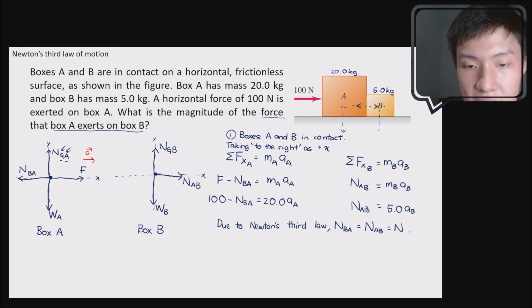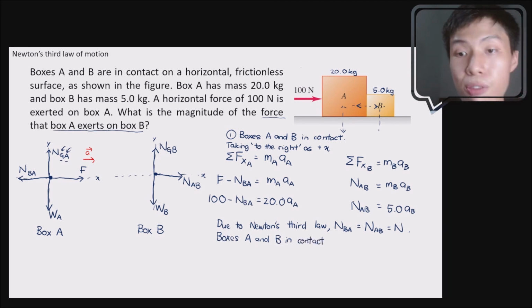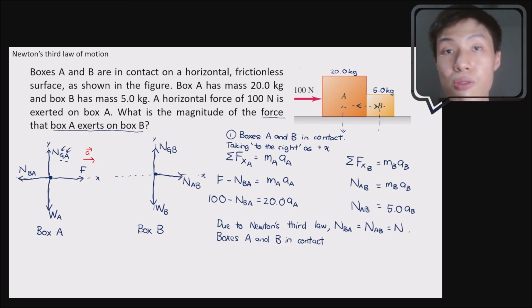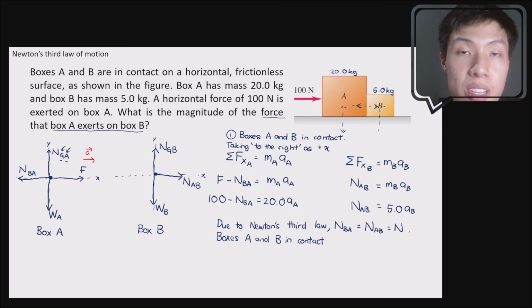Okay, next thing is we know that because boxes A and B are in contact, because they are touching each other, they have to accelerate together at the same rate, right? If the acceleration for body A is 5 meters per second squared, then the acceleration for body B should be the same, 5 meters per second squared.